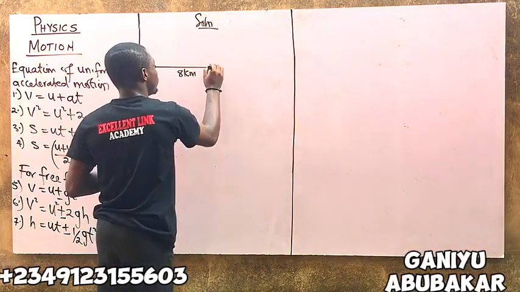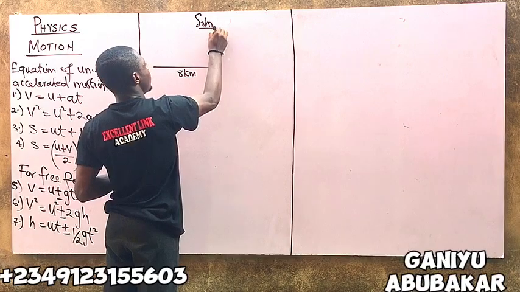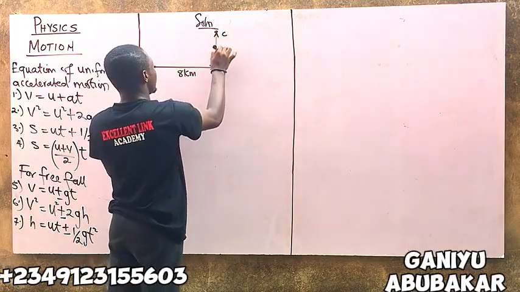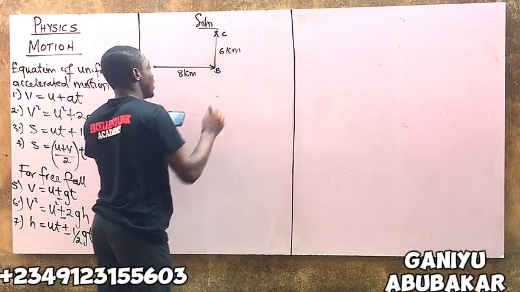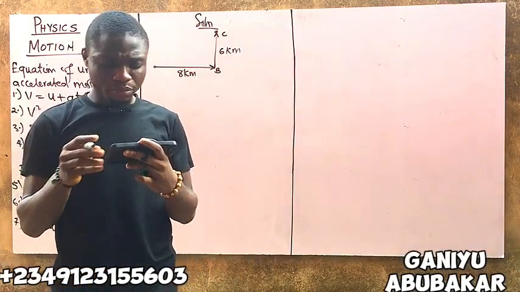So from this point, it now moves upward like this to point C. All right, this is point C here, of how many kilometers there? Of 6 kilometers. So this is like a diagrammatic expression for this question here.